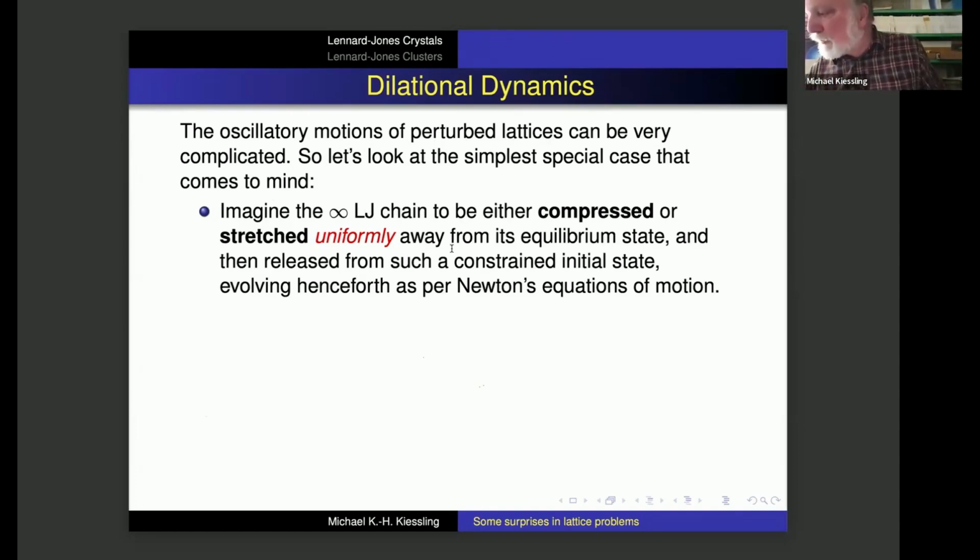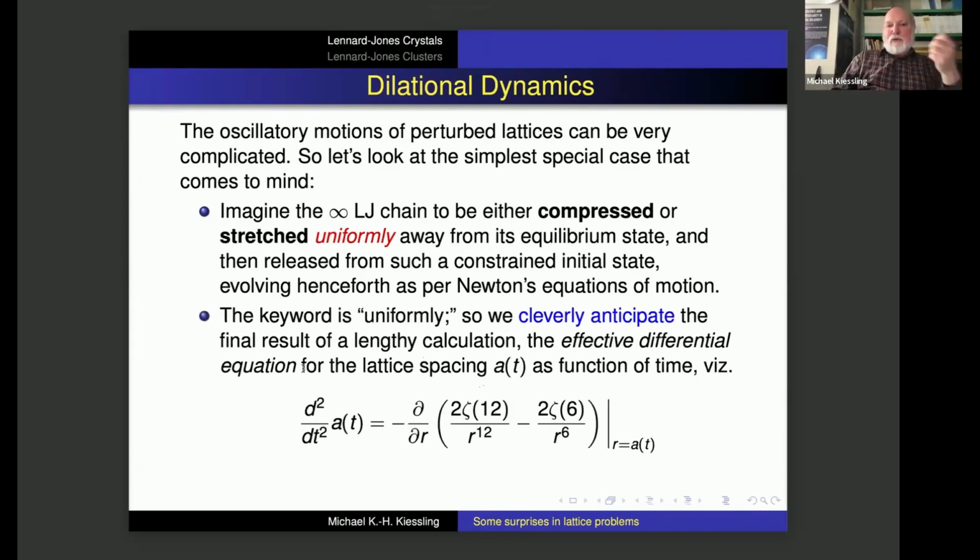I've actually prepared an experiment here. I took my pen apart, and you see here some toy model. Can you see this? When I hold it like this with my beard in the background, you see there's a little spring. Of course you can picture that as a chain of Lennard-Jones particles, and I can either pull this roughly uniformly, or compress it away from its equilibrium state, and then release, right? Everybody can do that with a spring, and then you know what happens. So this is it, and the keyword here is uniformly.